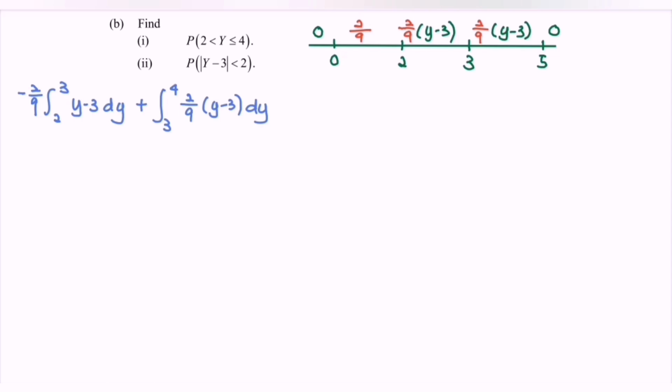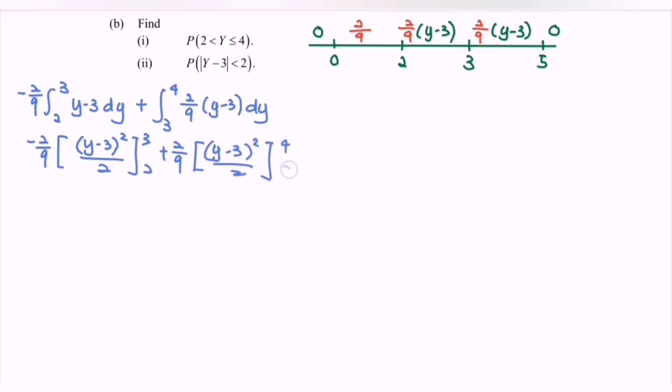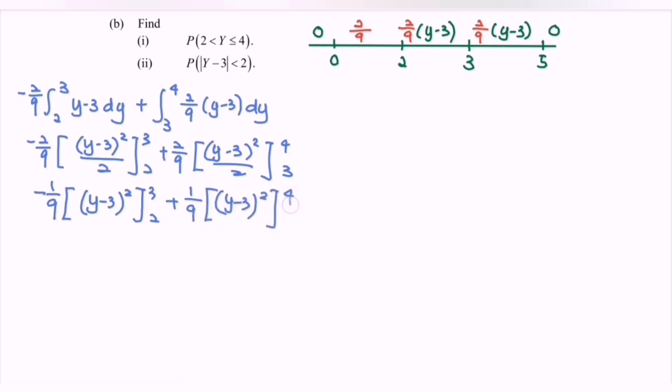So previously, we already integrated the situation. So we will have negative 2 over 9 times (y minus 3) to the power of 2 over 2, limit 3 and 2. Plus 2 over 9, repeating the same process, (y minus 3) squared over 2, limit 4 and 3. Kindly simplify the situation before the substitution. So we have 1 over 9 times (y minus 3) squared, limit 3 and 2, plus 1 over 9 times (y minus 3) squared, limit 4 and 3.